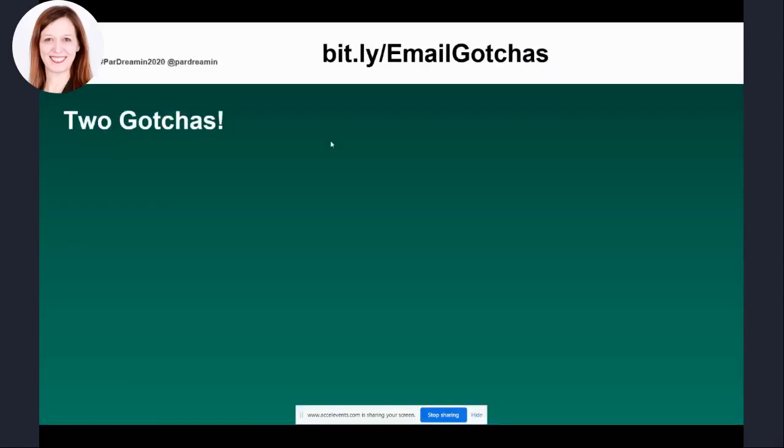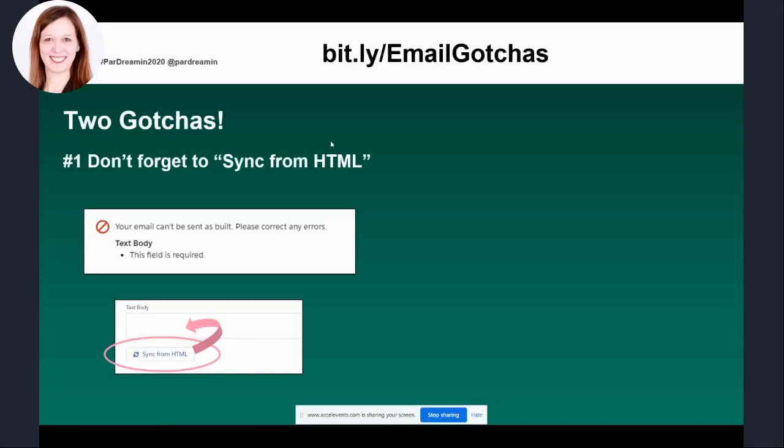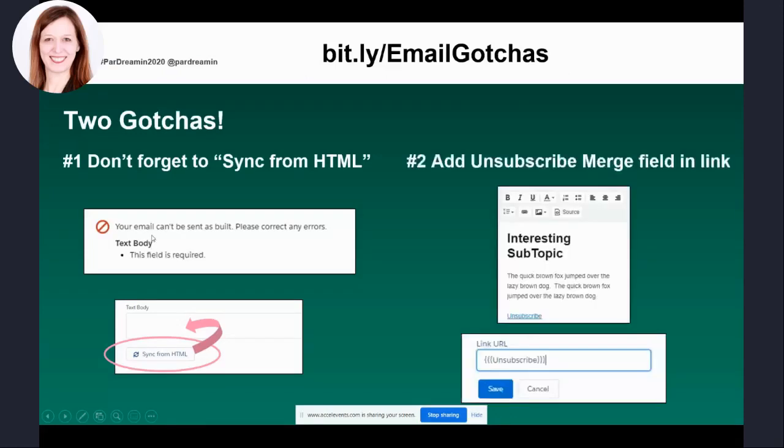All right, I want to cover 2 quick gotchas for you. These are some things that I know have tripped up some of my clients since we started. One is don't forget to hit the sync from HTML. We're all familiar with doing that in Pardot today. But what happens is that when you're about to send the email, often you get this message that says text body, this field is required. And my clients will be like, what is that? It just means you have to hit sync from HTML. Because once you hit that, the text from the HTML will go into the text body. And then of course the field is populated and you meet this validation. So it's easy to do.